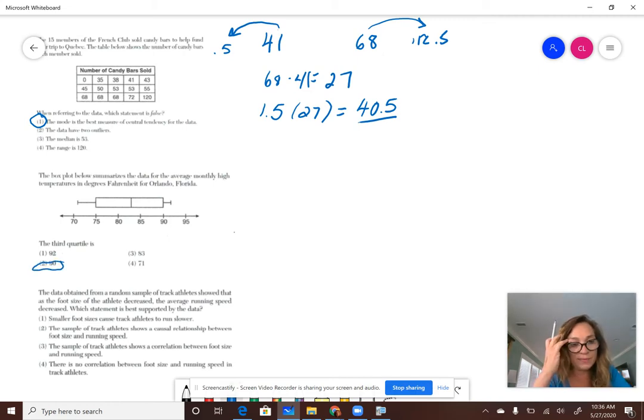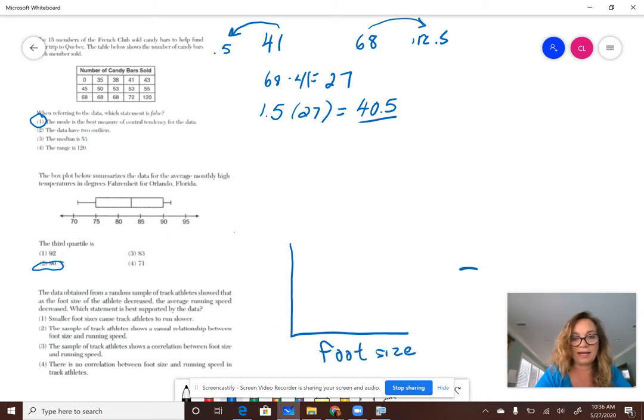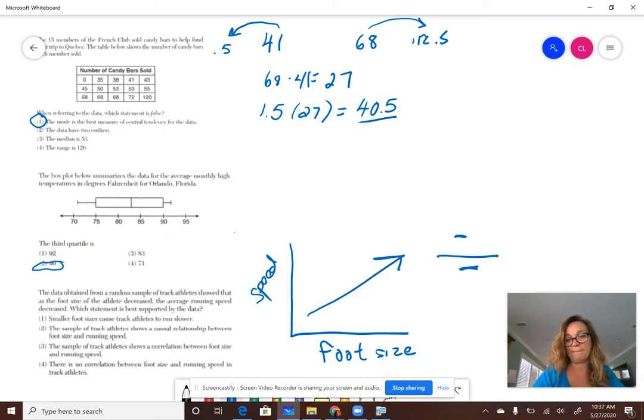Okay, the data obtained from a random sample of track athletes shows that as foot size decreases, that's negative, the average running speed decreases, so speed, and that's negative. So remember how slope is change in y over change in x? As foot size decreases, denominator, speed decreases, numerator. So negative divided by negative is positive. So the graph's going to look like that. Negative divided by negative is positive. You never thought you would use that as much as you do.